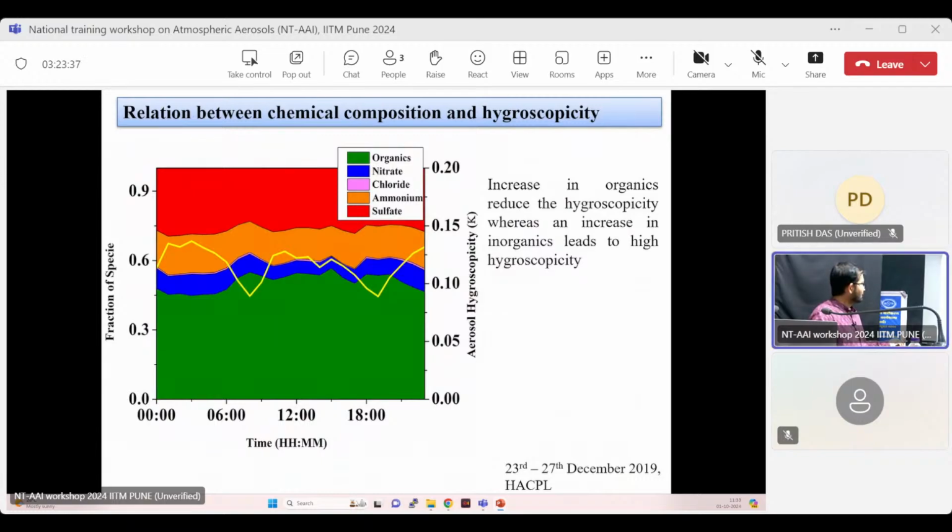If you see here, there is a dip in kappa, which is associated with higher organics. Same in the case here. What that means is that this organic fraction can very well modulate your kappa, and it is not necessary that a high organic fraction will always be related to a lower kappa. It can act the other way as well. We have found some observations for that also.